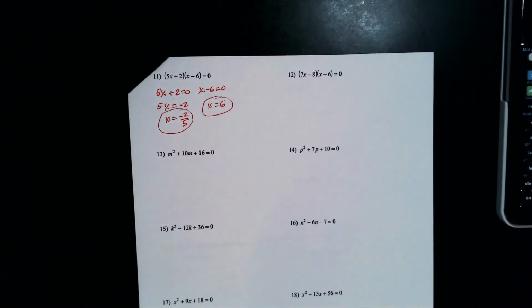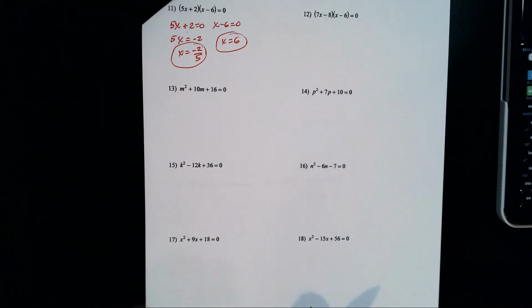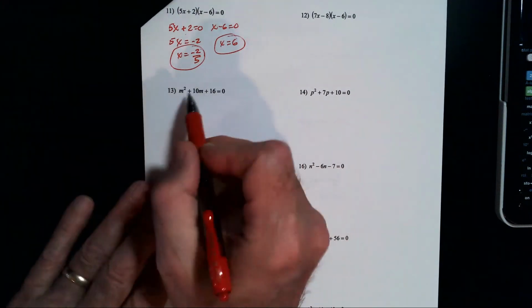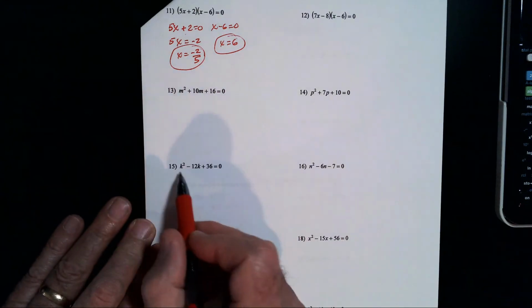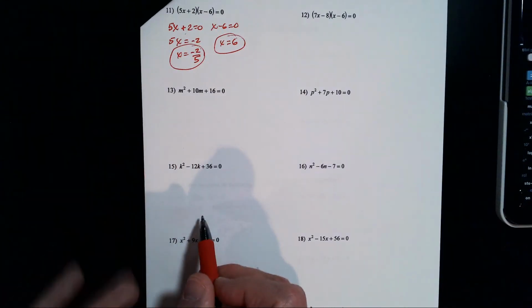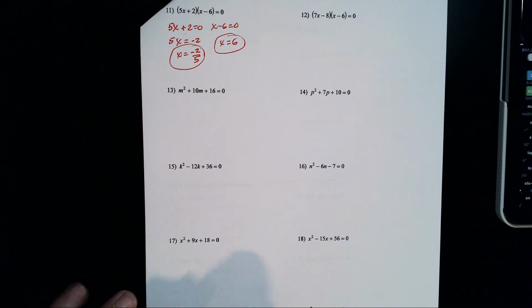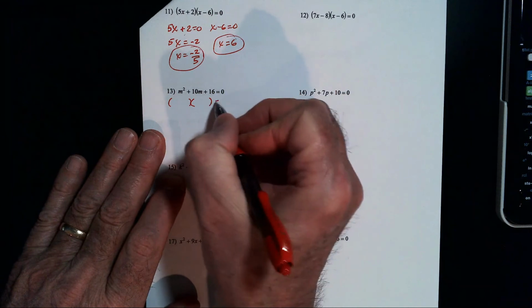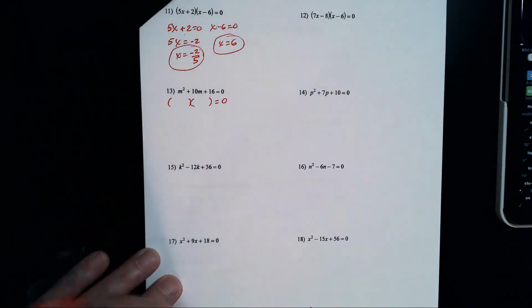Okay, now those were all already factored. Now the next set we are going to learn to factor. Now you've had this before as far as I remember, but what we're going to do is anytime you've got a trinomial like 13, 15, 17, 19, it's always going to break down like the ones we just did into a binomial times a binomial.